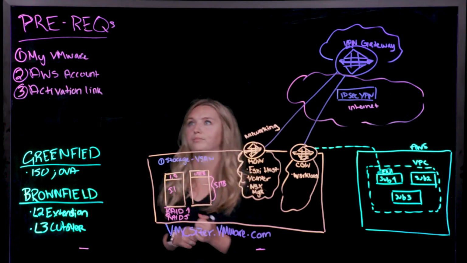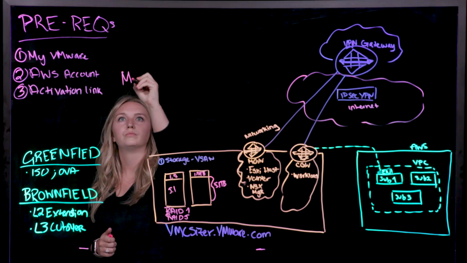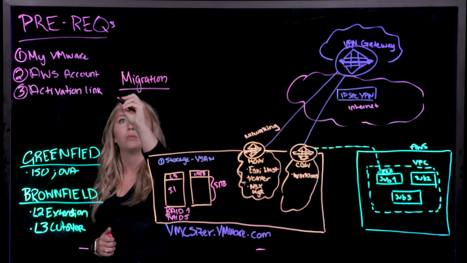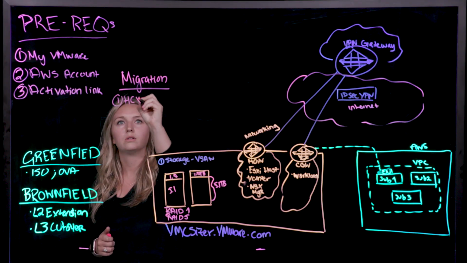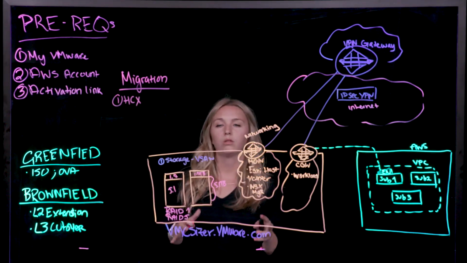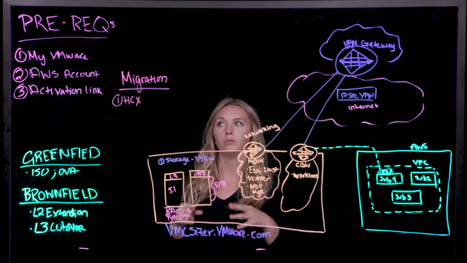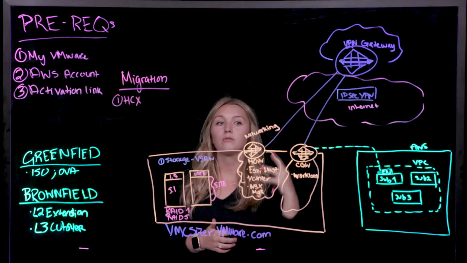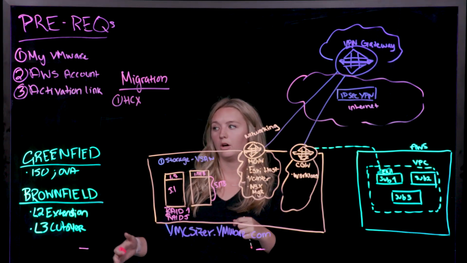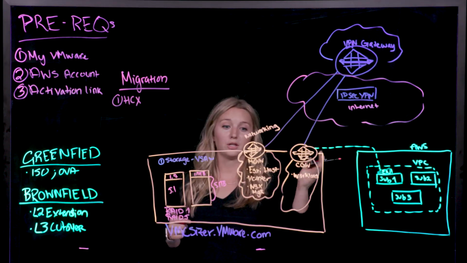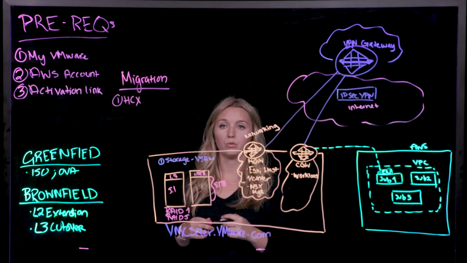Number 1 is HCX. This comes with VMware Cloud on AWS when you purchase from us. So this would be the default option to move these workloads over depending on whether you chose L2 extension or L3 cutover. HCX is what you would use to move the workloads over.